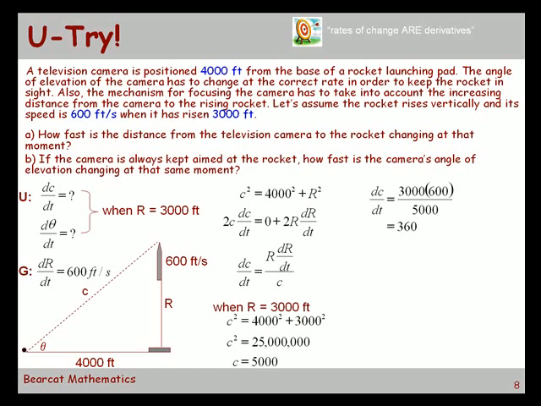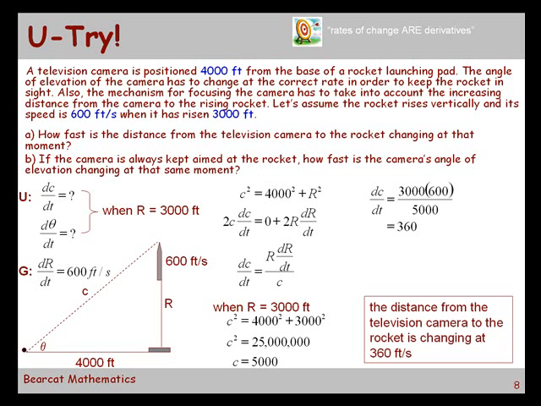We make all those substitutions and do the multiplication and division, and we get 360 for dc dt. That's 360 what? Feet per second, yeah. So the distance from the television camera to the rocket is changing at a rate of 360 feet per second at the instant that the rocket is 3,000 feet high. Questions on that part?